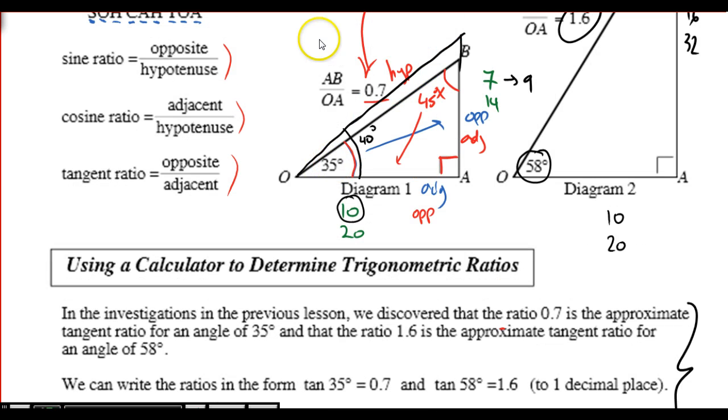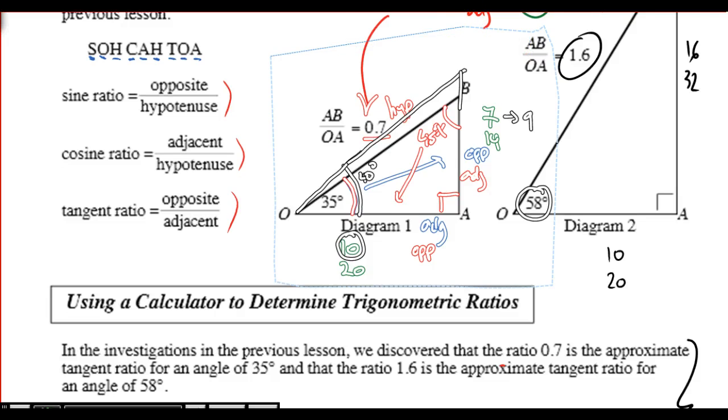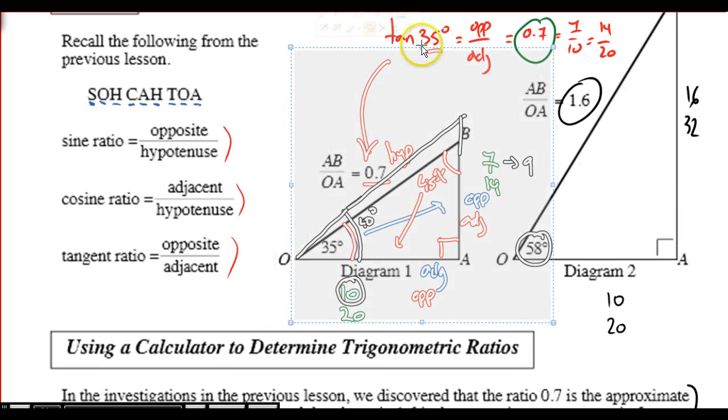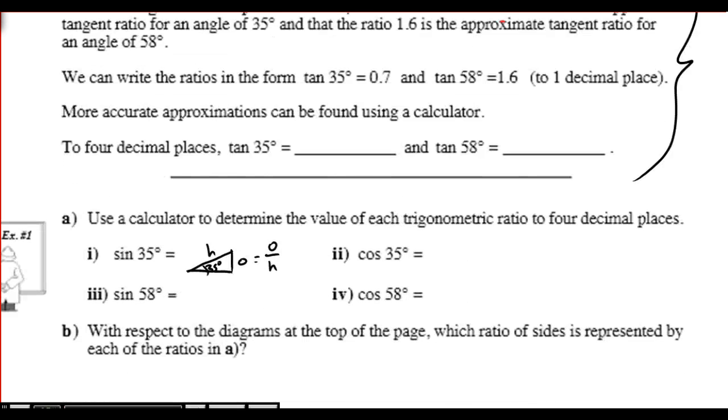Let me just erase all this so you get a nice picture here from the beginning. There we go. So if I were to look at sine 35, I'd now be looking at opposite over hypotenuse, which is this one, and that would be a different ratio than 0.7 because we're looking at the sine ratio, not the tangent. Okay, so let's go ahead and figure that out.